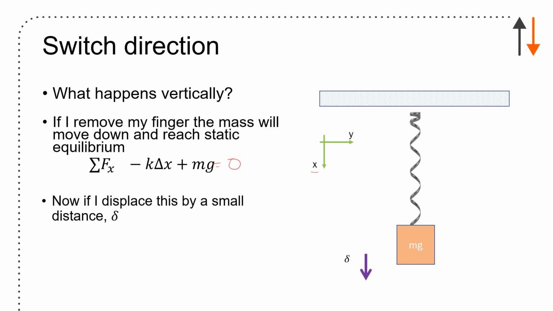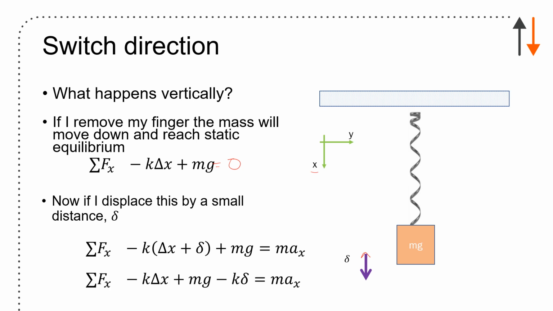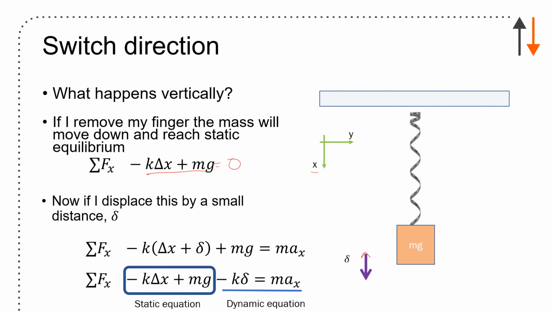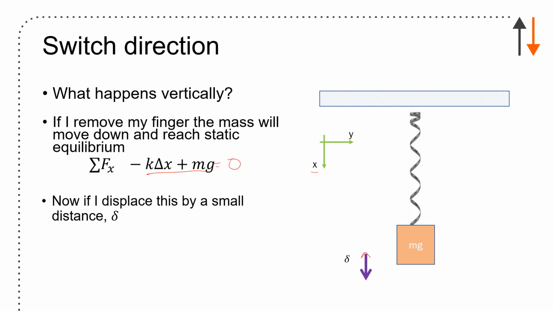Now, if I displace this by a small distance, delta, either up or down, my equation becomes minus k (x plus delta) plus mg equals m a_x. What's interesting about that is these two terms cancel out, and I end up with minus k delta equals m a_x. Well, that's my static equation, and I already know right here that it's equal to 0. So my dynamic equation is looking a lot like the term I had before. And so I can rewrite that and say, well, m a_x minus k delta equals 0.